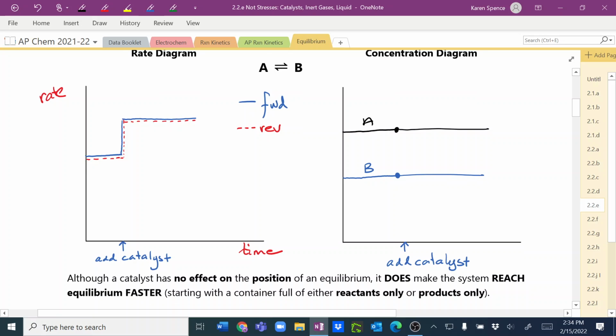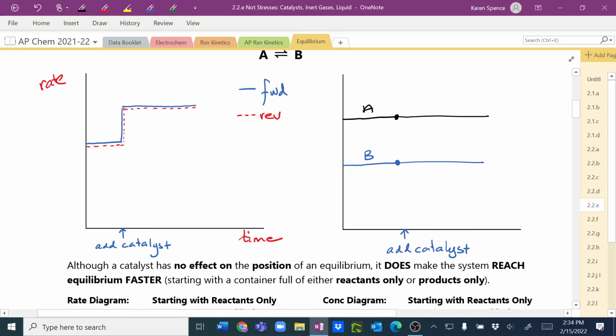Now, the one thing that does happen is if you start out and you are not already at equilibrium and you just put reactants in or something, you will get to equilibrium faster. But if you're already at equilibrium, it has no effect. So if you start with only reactants or products, it does make the system reach equilibrium faster.